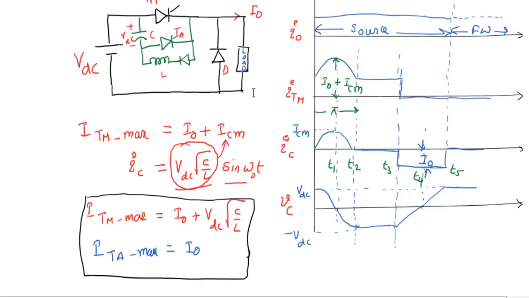These issues will be overcome by the current commutation circuit, nothing but class B commutation. That we will discuss in the next video, and we will close the commutation circuits in the next video.